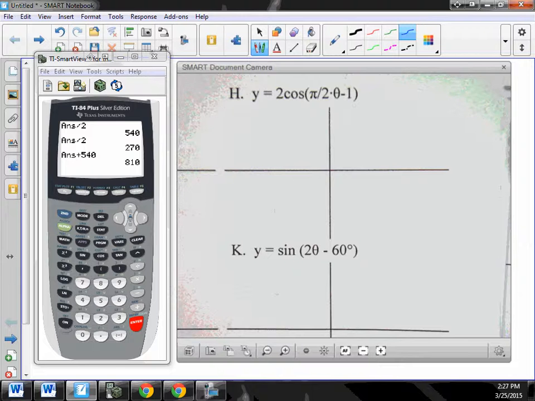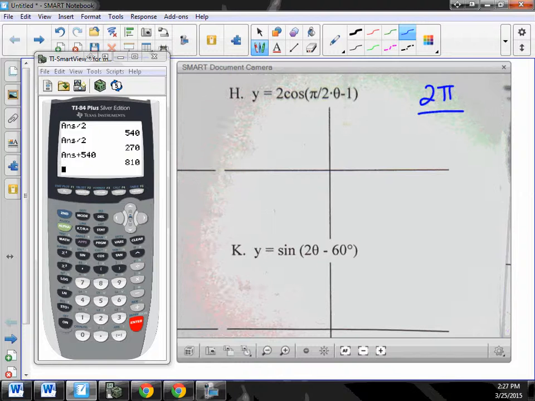But if we use the rule, 2 pi divided by a, and in this case a is pi over 2, how do you divide by a fraction? You flippin' times it. Just flippin' times. That's what Tom used to teach.